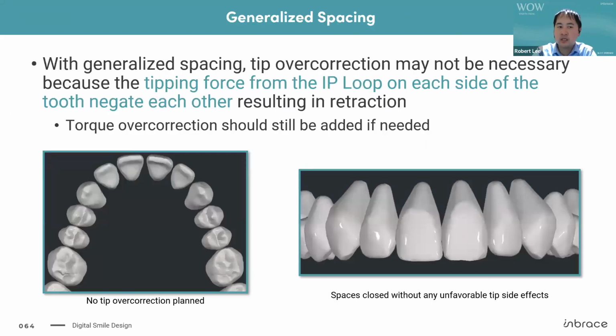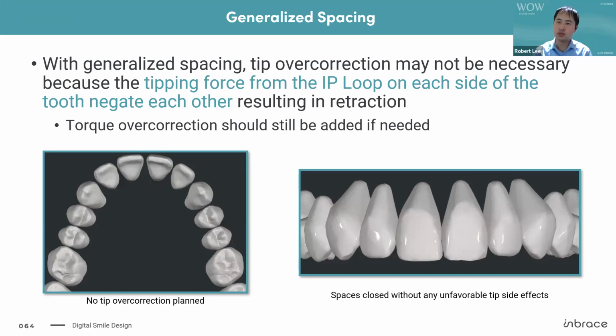With generalized spacing, you need to think about how the IP loops are closing spaces. Essentially, the way they're closing spaces is they're being stretched to engage into the malocclusion, and they're going to close to go back to how it's programmed. Now, if you're having that stretching and the force is coming from every single side because it's generalized spacing, it actually will counteract that tipping force that you're going to get with the space closure. So that all negates, and you end up essentially with just retraction.